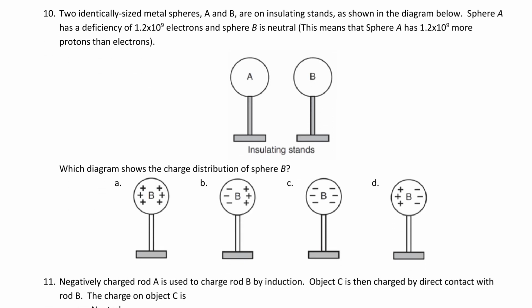Number 10. 2 identically sized metal spheres, A and B, are on insulating stands as shown in the diagram below. Sphere A has a deficiency of 1.2 times 10 to the 9 electrons. This means it's deficient in electrons, so it has this many excess protons. It needs this many electrons in order to become neutral, right? So that means that there's an excess of positive protons right now. All right, let me draw a little diagram to show.